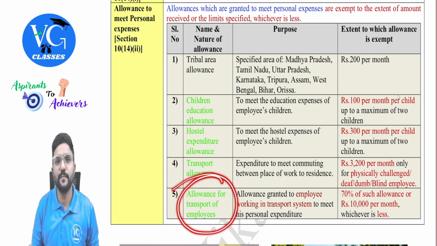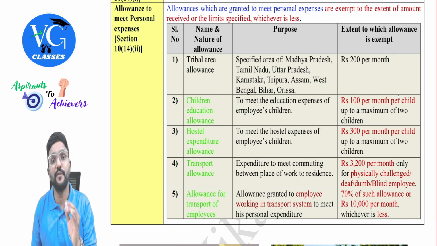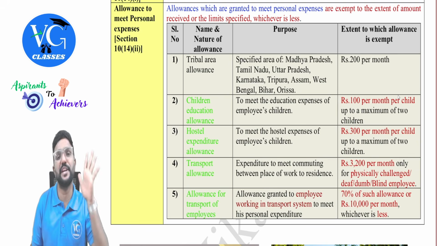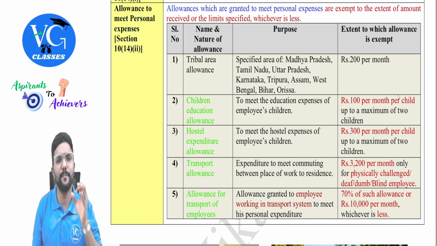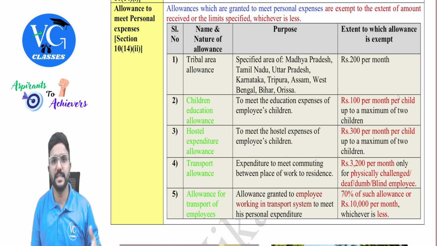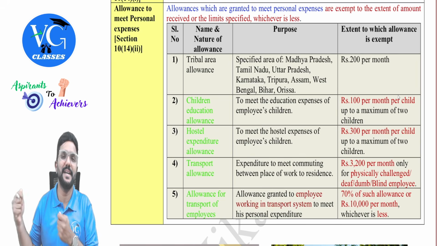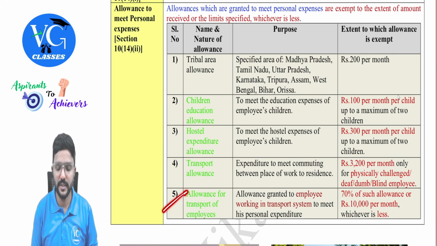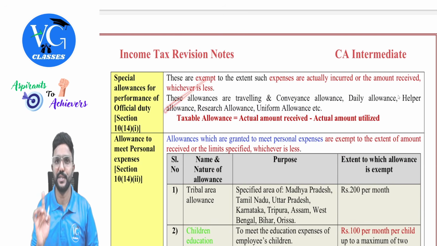Allowance for transport of employees means this is an exemption given for an employee who is working with an employer engaged in the business of transportation of passengers or goods. In such case, the employee who is working as a driver or conductor can claim the following exemption. How much is that? 70% of such allowance or 10,000 per month, whichever is lower. Whichever is lower, guys.